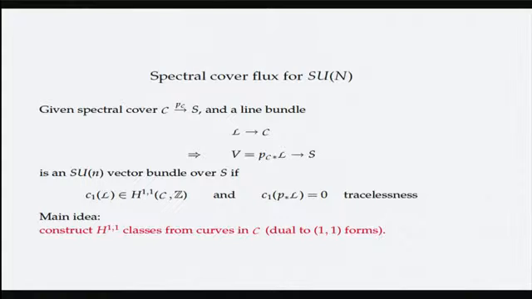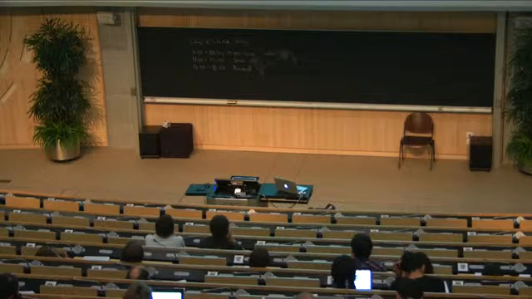From a spectral cover over a surface, we can construct a vector bundle on the surface S, a U(N) or SU(N) vector bundle, by taking a line bundle on the spectral cover and pushing this forward to S. So π_C here is the map from C to S. And so if we have a line bundle on C, we can push it forward to S, and that will give us a vector bundle on the surface S.